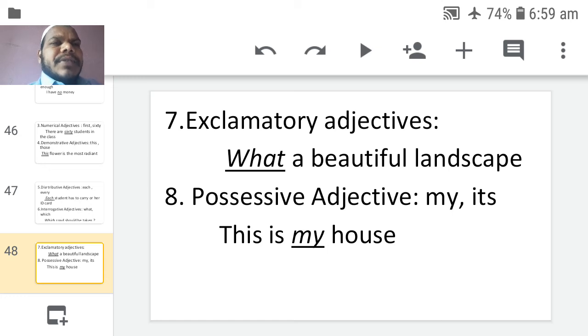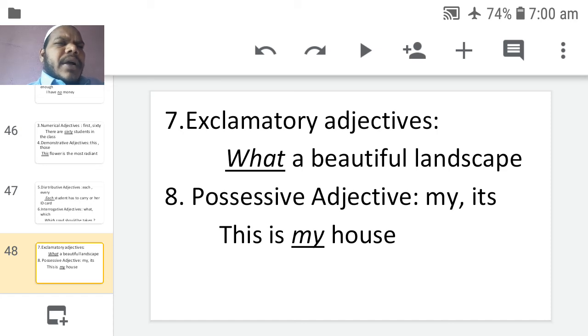Exclamatory adjectives: what a beautiful landscape. It shows surprise, describing surprise. What a beautiful landscape. Possessive adjectives: my, its, showing possession. This is my house.